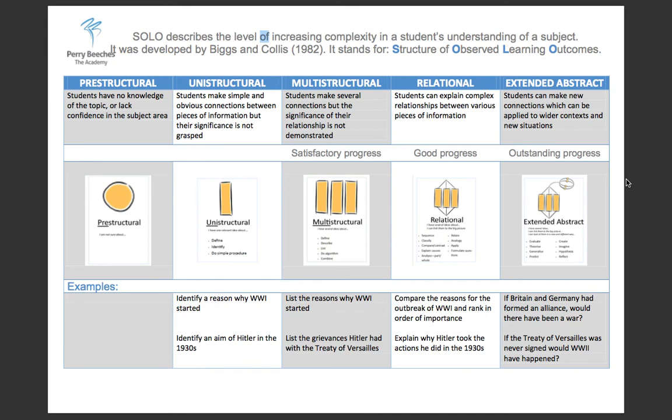And then the extended abstract knowledge comes in, where students can make new connections which can be applied to wider contexts and new situations. So outstanding progress is, for example, if Britain and Germany had formed an alliance, would there have been a war? If you introduce a concept or an idea or a piece of grammar or a topic in German, the student can apply that learning to something else that's not even on your lesson plan, but it demonstrates a wider functional reasoning of the student.